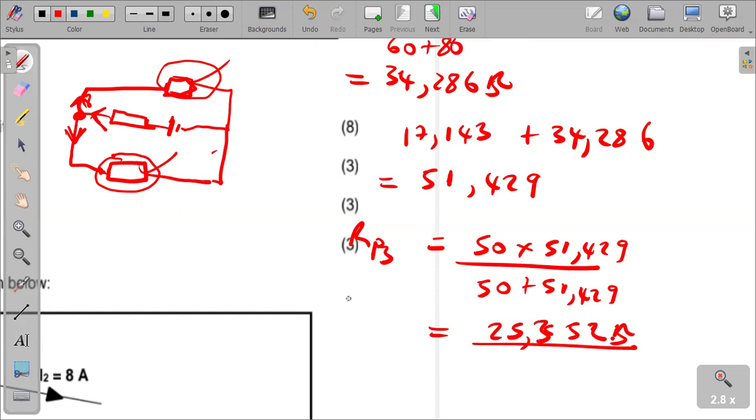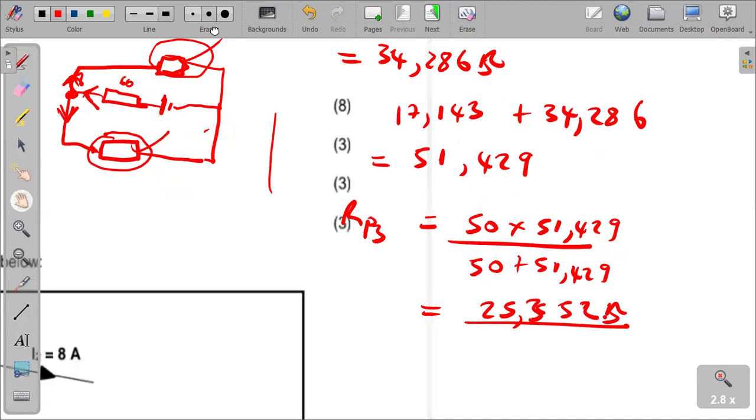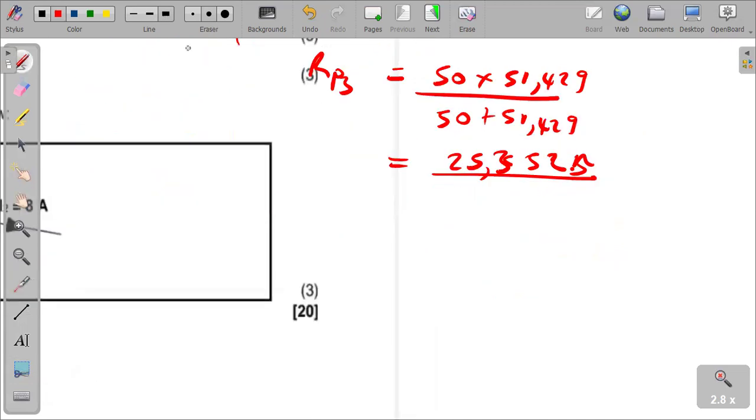Now, this 25.352, how is it connected to the 60 ohm resistor, which is this one, just after the source? How are they connected? They are now in series. So it means this 25.352 is now in series with the 60 ohm. So what do we do now to get the total resistance? We simply add the two resistors. So RT, the final combination of all the resistors we have, marks the total resistance.